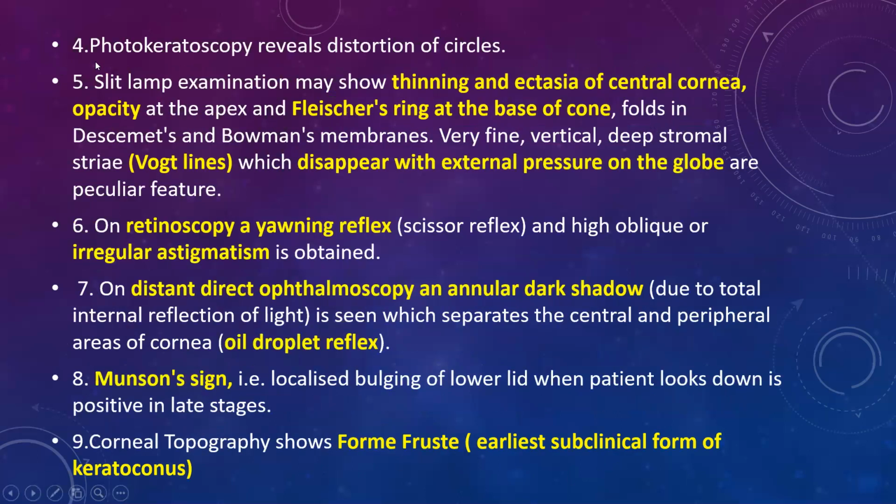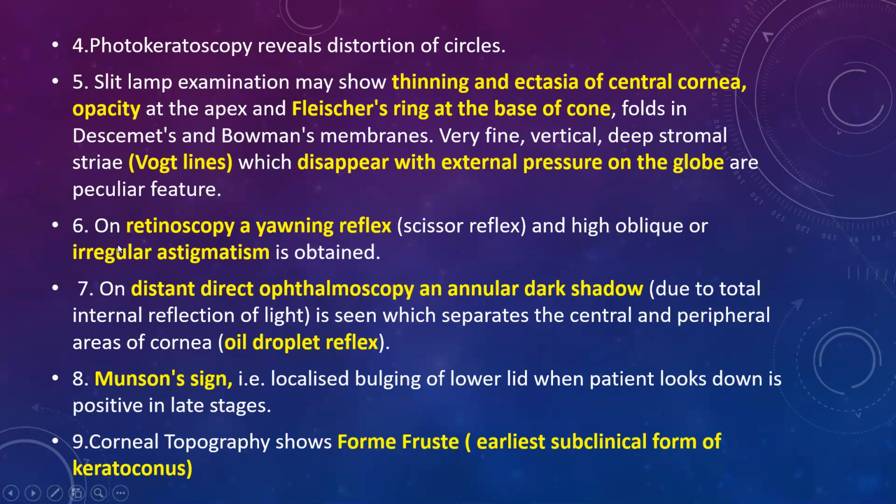If you take photokeratoscopy, it reveals distortion of circles. Slit lamp examination is really important. I told you there is thinning and ectasia of the central cornea, and because of that you tend to see opacity. And Fleischer ring, this is important, guys. Fleischer ring appears at the base of the cone, and folds in the Descemet membrane and Bowman membranes are seen. And Vogt lines are seen, and these lines disappear with external pressure on the globe. This is a peculiar feature of this particular disease.